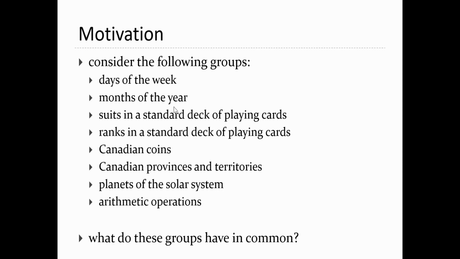So enumerated types are meant for when you have some class, and the only objects of your class are constants. There's a limited number of them, usually small, and every object is actually a constant. For example, the days of the week or the months of the year, the 4 suits in a standard deck of cards, the 13 ranks in a standard deck of cards, possibly Canadian coins, provinces, and territories, possibly the planets of the solar system, and the arithmetic operations like addition, subtraction, and so on.